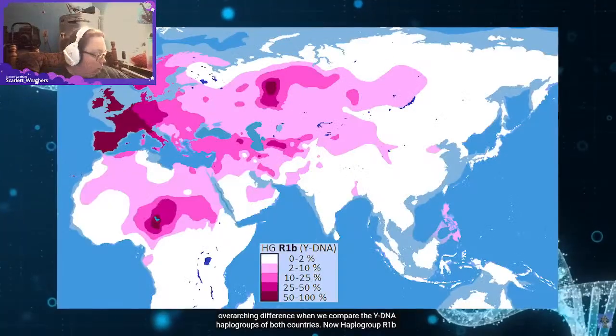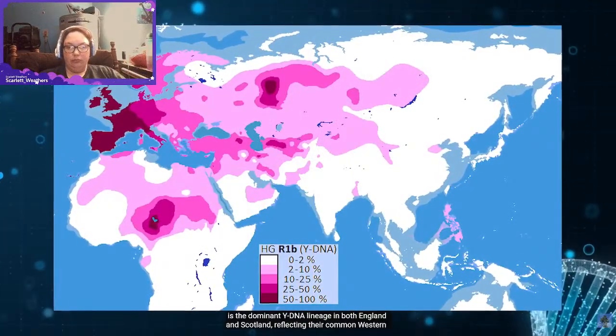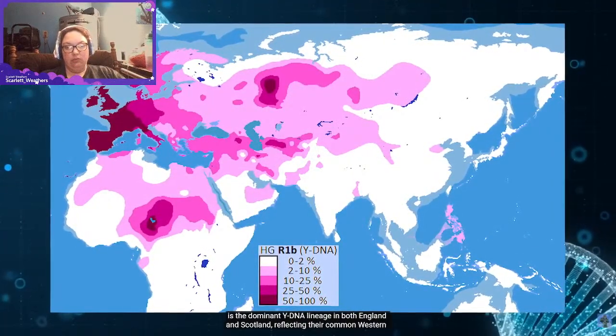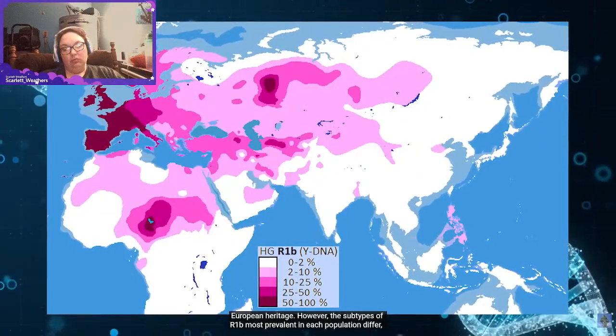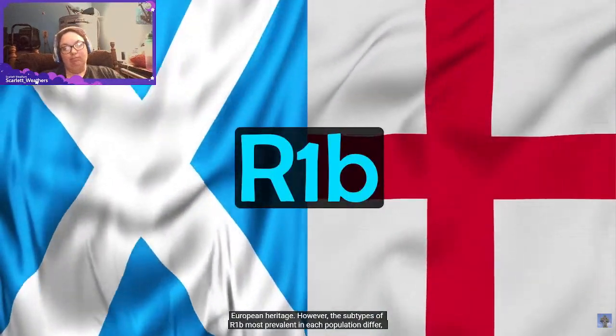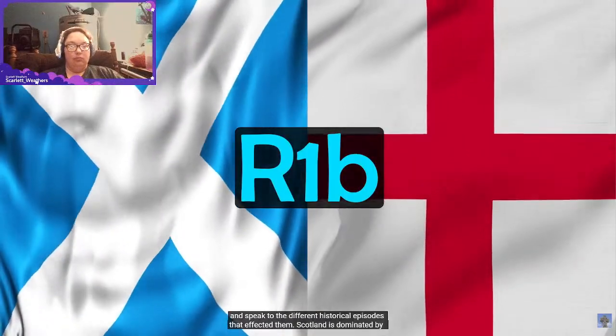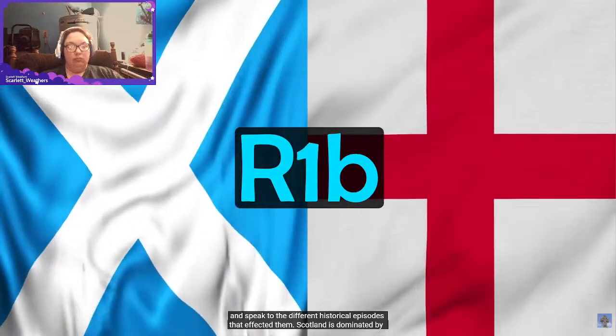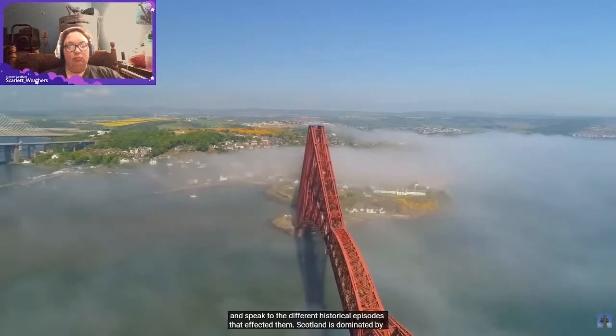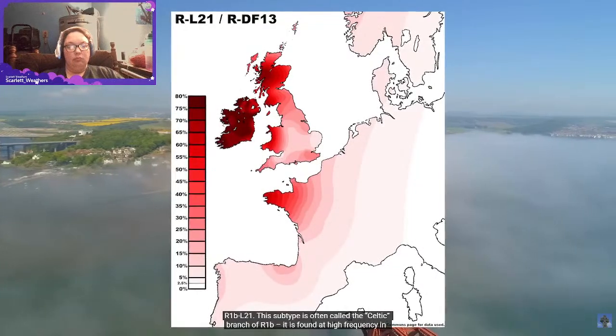Now, haplogroup R1b is the dominant Y-DNA lineage in both Scotland and England, reflecting their common Western European heritage. However, the subtypes of R1b most prevalent in each population differ, and speak to the different historical episodes that affected them differently. Scotland is dominated by R1b-L21.